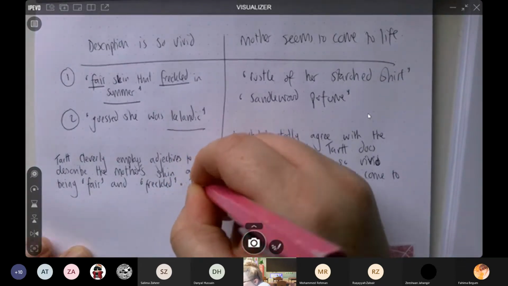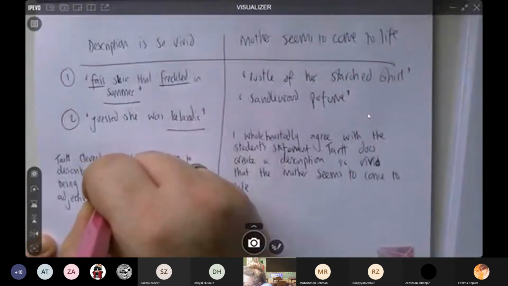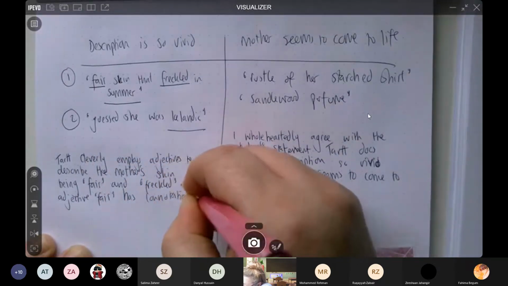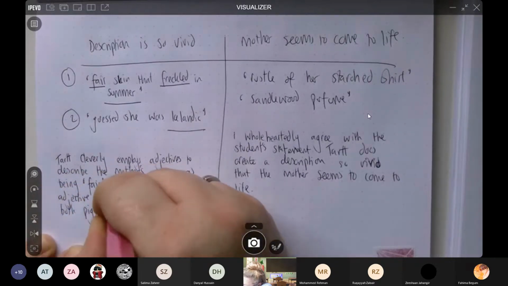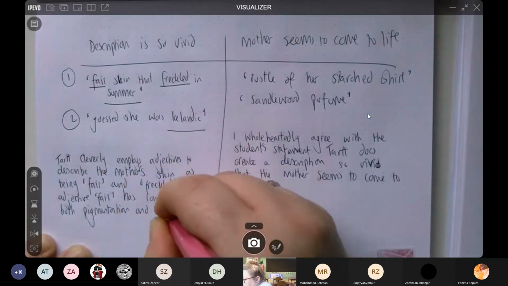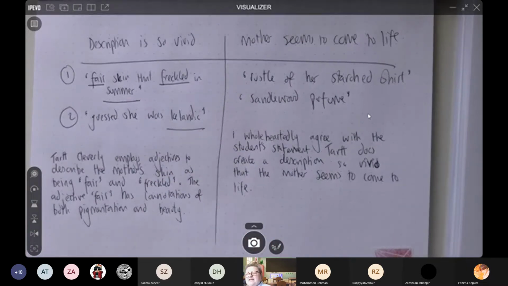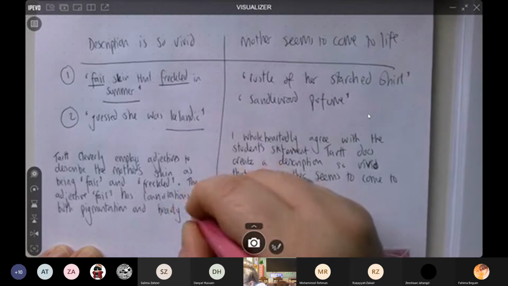And then I'm going to say the adjective fair has connotations of both pigmentation and beauty. Now I could leave it there, okay, but that's not going to get me enough marks. Instead, I need to really explore what I mean by this idea of pigmentation and beauty. So I've said here, the adjective fair has connotations of both pigmentation and beauty.